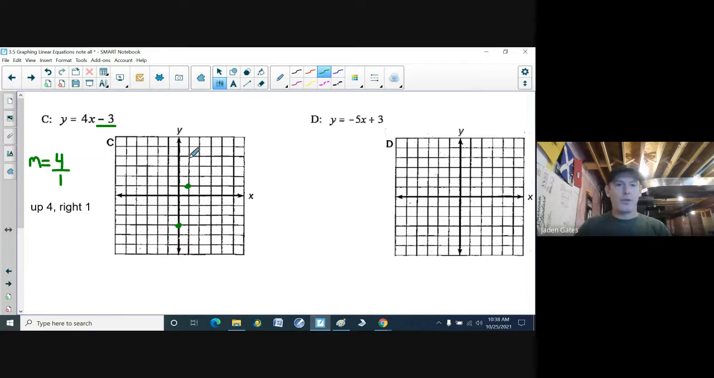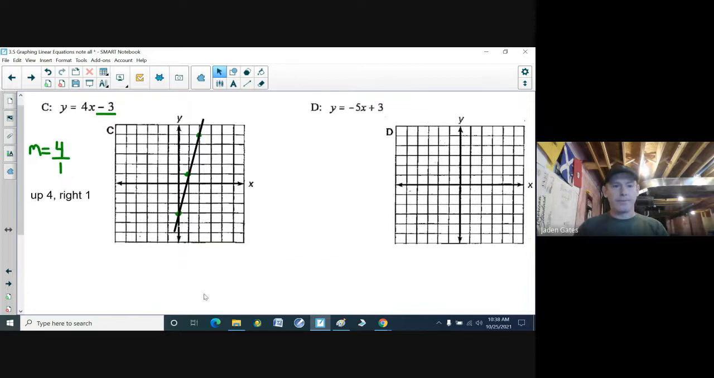1, 2, 3, 4, up 1. And there we go. I think that's enough points where we can now plot it on the graph. Hopefully I do a good job here. Yeah, there we go. And there's my graph of my linear equation.